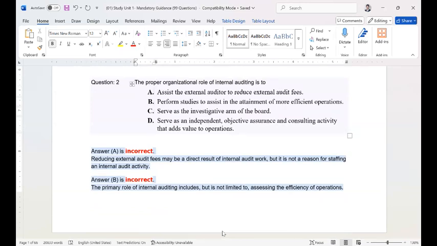Serve as an investigating arm, but that is not the main role. But also they do. That is not the main. Perform studies to assist in the attainment of more efficient operations. Yes, that also to some extent they have a role in improving. Can you give me a second? Give me a second.